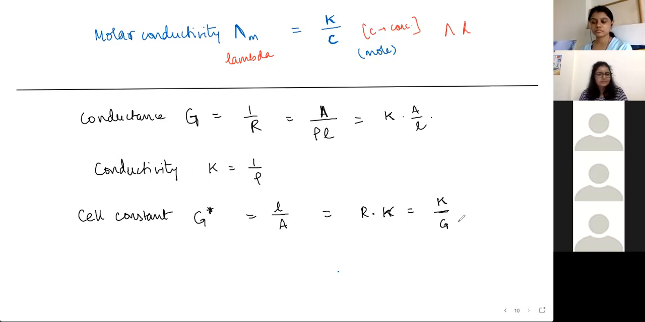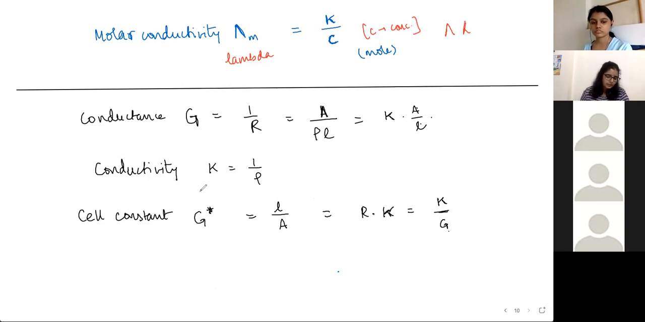It's just figuring out different permutations and combinations of the same thing. G star equal to L by A is a definition. A by L is equal to G upon K. So L by A will be K upon G. And G and 1 by R are inverses of each other. That's how you get these formulas, just rearranging the relations we have.